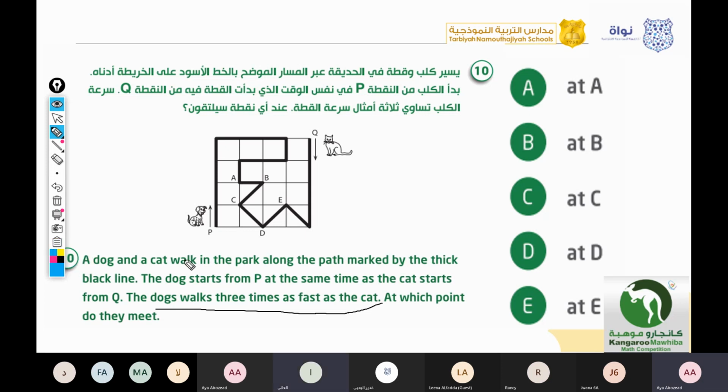I said the dog walks 3 times as fast as the cat. So let's walk 3 with a 1. Another 3 with a 1. Another 3 with a 1. Another 3 also with a 1. Wow, the cat is so lazy. Now 1 with another 3. So they will meet in E.